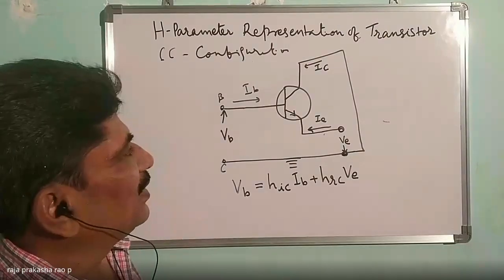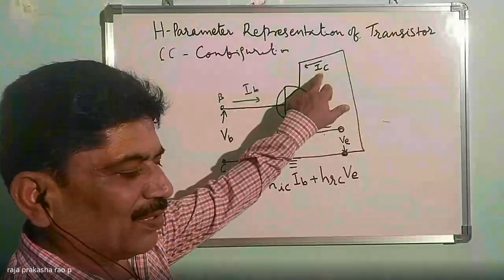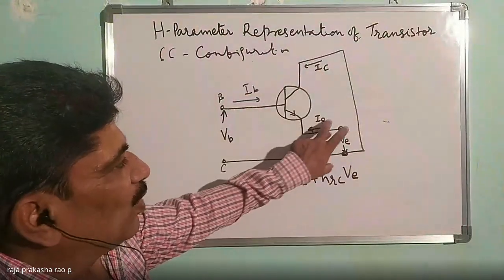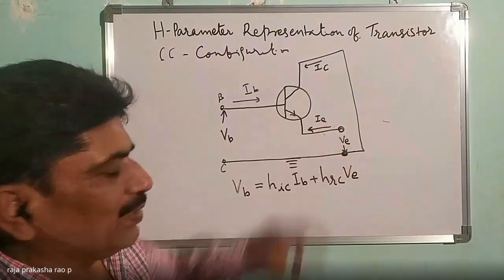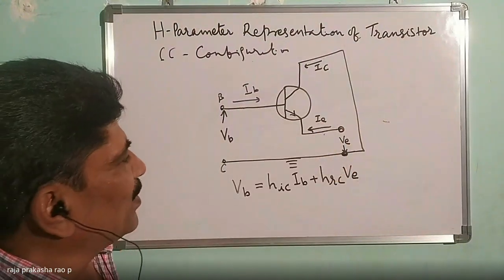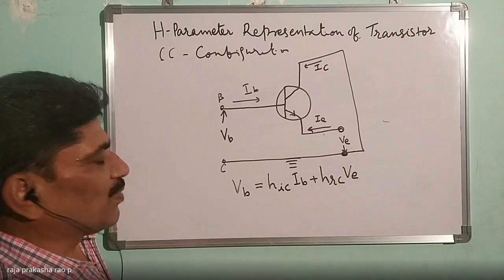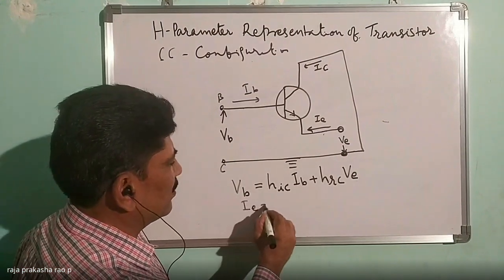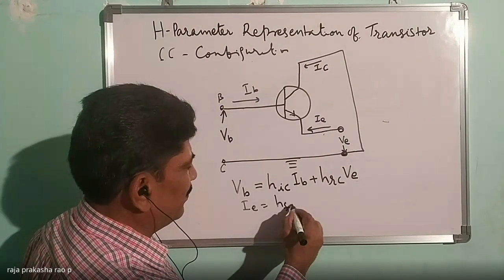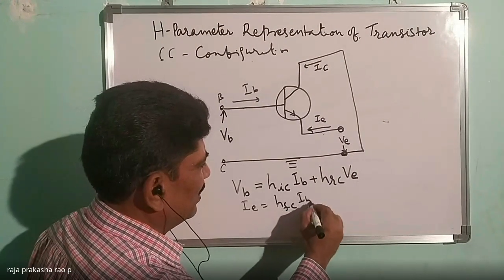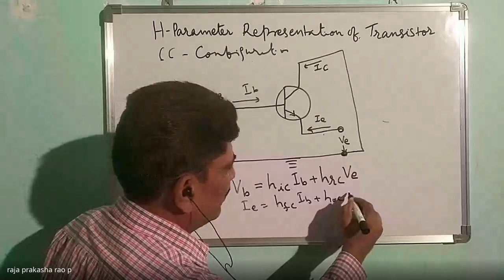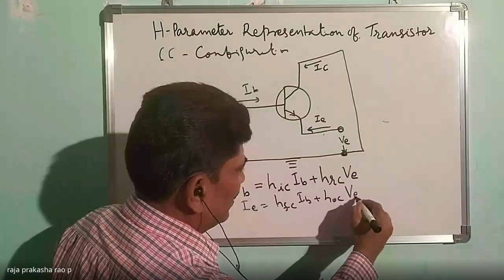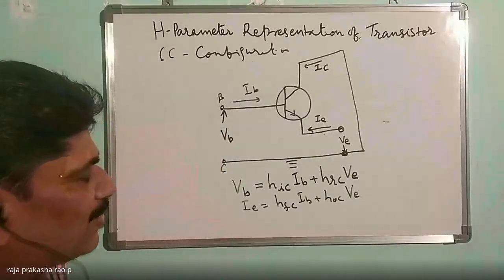I thought you would say IC because it is visible on the board, IC. But output current is IE only. Very good. Why? Since it is common collector, output is taken from emitter. So IE is equal to HFC IB plus HOC VE. So can you draw the circuit diagram now?